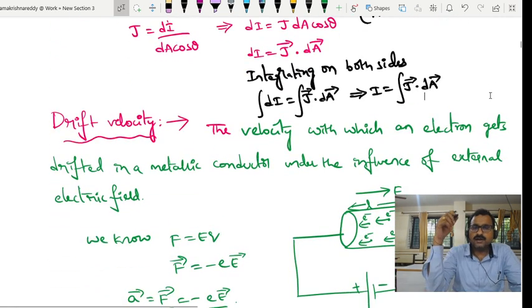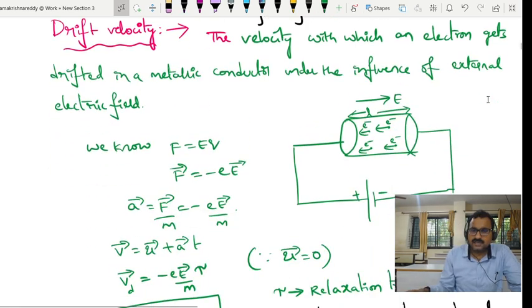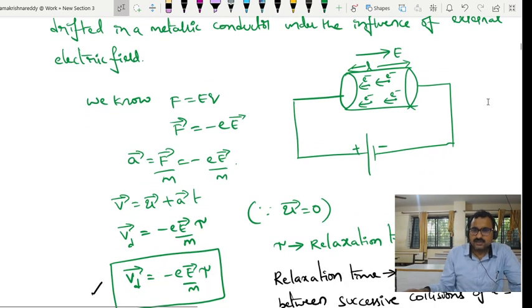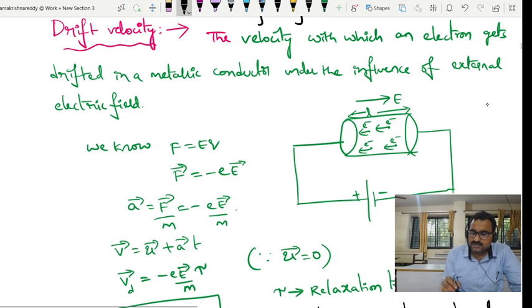Next, coming to the drift velocity. How do we define the drift velocity? It is the velocity with which an electron drifts in a metallic conductor under the influence of an external electric field. See the very simple diagram we took. This is a conductor; I am applying the electric field towards the right. And the electrons are moving towards the left, opposite to the direction of the electric field.